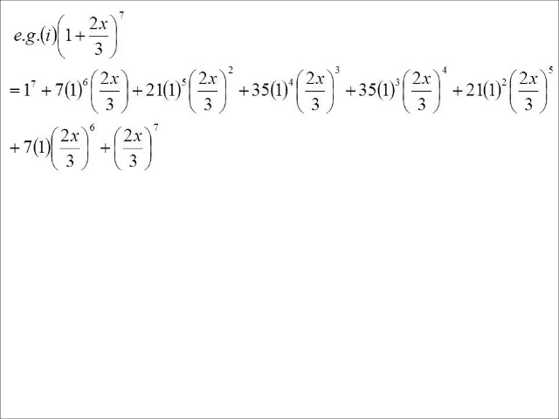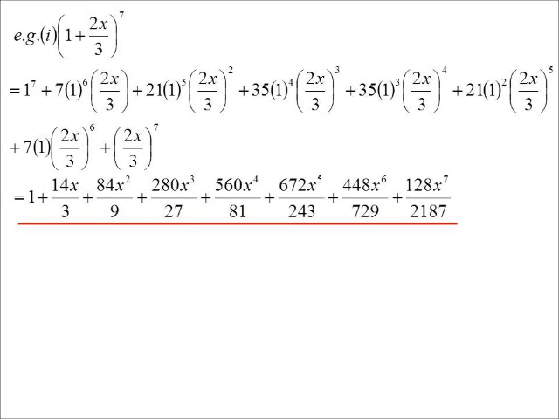So, things that we notice in every term. The two powers always add up to be, in this case, 7. The powers of the first term, in this case 1, go down by 1. The powers of the second term go up by 1. And then, of course, you want to simplify that. And there it is. Doesn't that make life so much easier than expanding the whole thing out? Especially when the power's 21. Trust me.